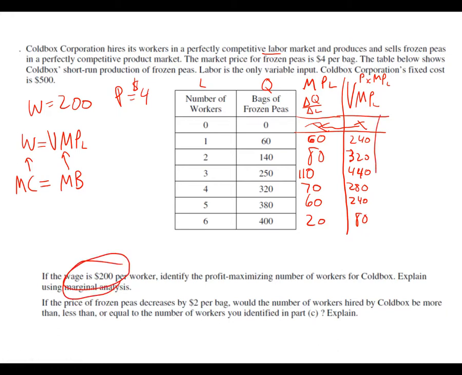Okay, so then I want to know how many workers do I hire when the wage is $200. First worker, do I hire them? Yes. Because the value of the first worker is 240 to the company, and I only have to pay them 200. I'm going to pocket the $40, and I'm going to be happy. Next one, I'm going to hire them because I'm going to pay them 200 and they bring in 320. Next one, 440. Next one, 280. The next one, 240. And then when I get to this worker, I'm not going to hire this worker. So profit maximizing at 200, this worker only brings us $80, but we have to pay them 200, so we're going to lose $120 on this one worker.